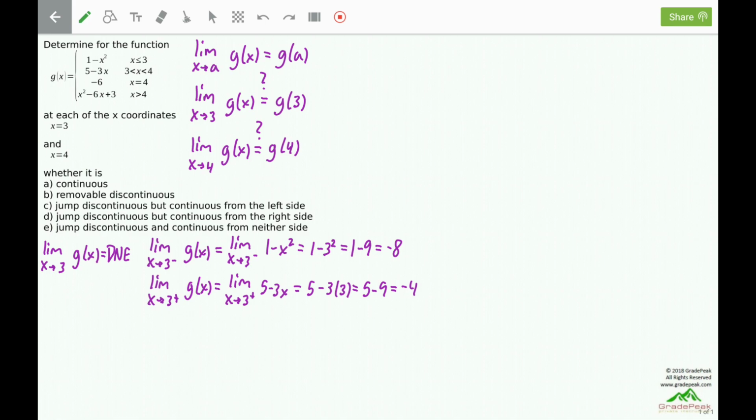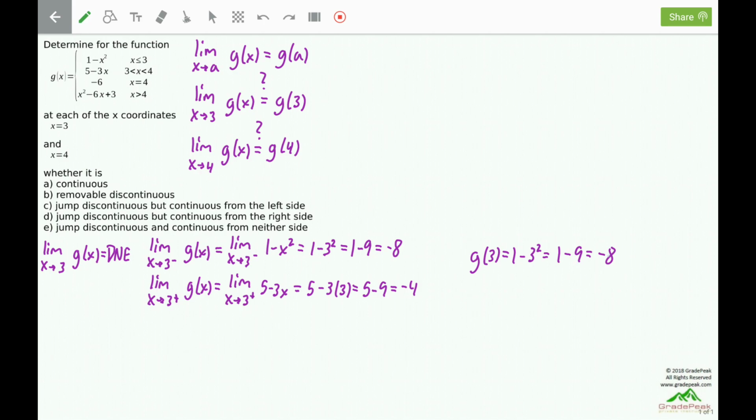Last thing to work out is g of 3, and that means g evaluated right at an x-coordinate of 3, so we look at where x can equal 3 from the split expression function. 3 is included there, so we plug that 3 in for the 1 minus x squared expression, so it'll be 1 minus 3 squared, which is 1 minus a 9, which is a negative 8.